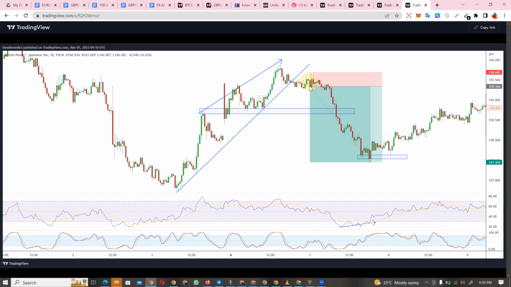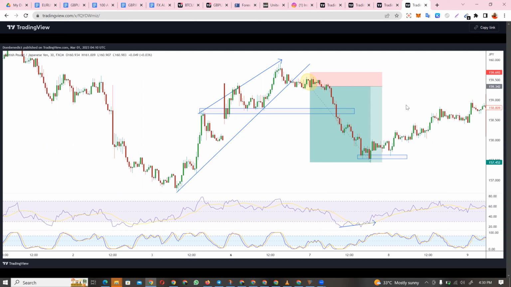The trade is valid. Now enter and put your stop loss above. And we descended. So what were you saying before? Know that this one is a 30 minutes. It's a 30-minute structure.